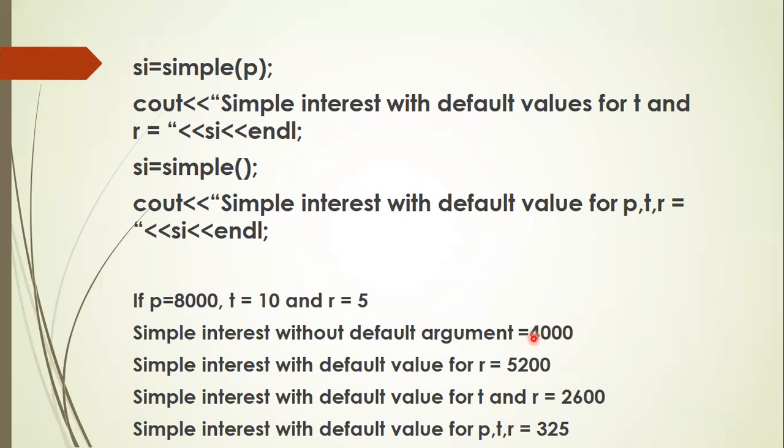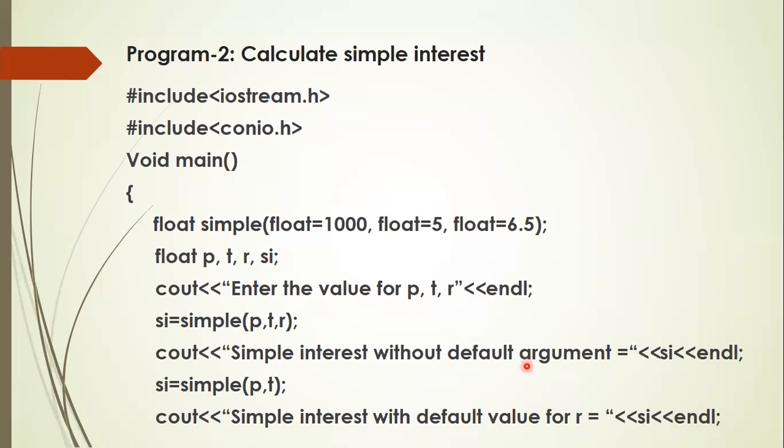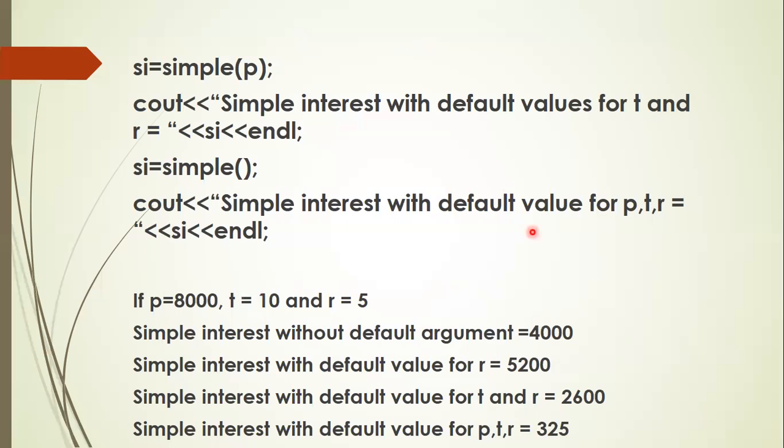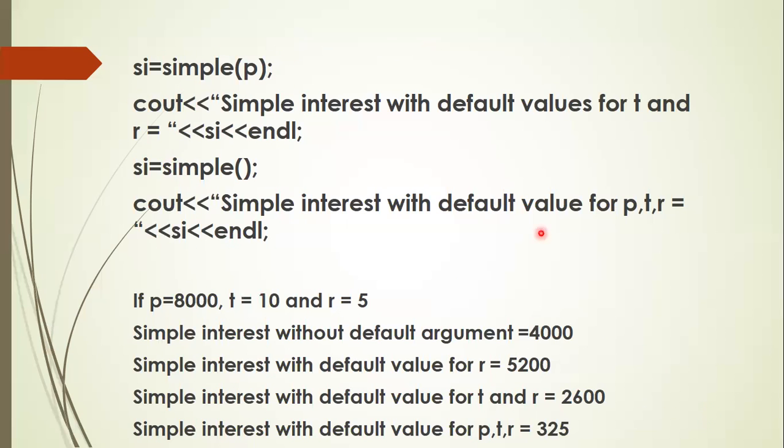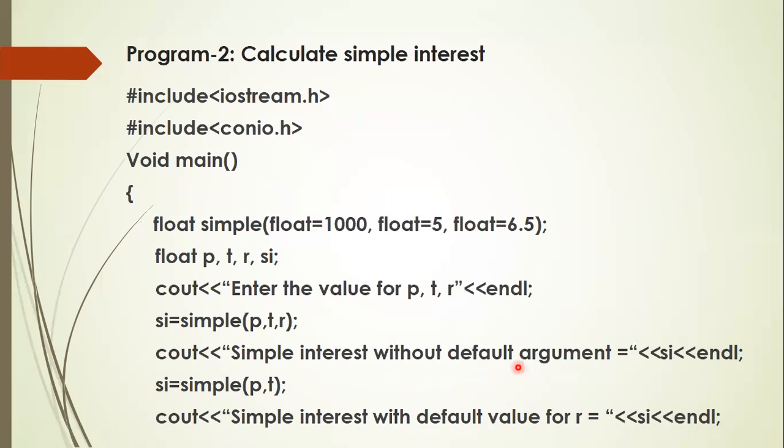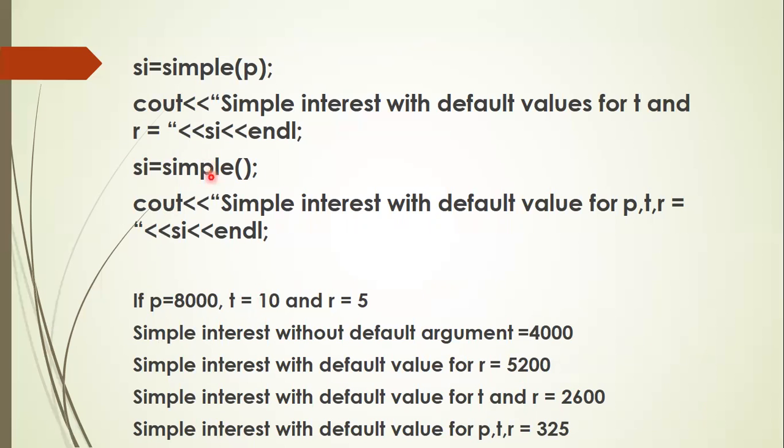So in the first case, in the answer 4000, it will not make use of any default value. P value will be 8000, T value will be 10, R value will be 5 only. The second case, P value will be 8000, T value will be 10 only, R value is 6.5. In the next case, P value is 8000 only. For T and R, it is 5 and 6.5. The last case, P value is 1000, T value is 5, and R value is 6.5. Only in the last example, default values will be used for all the 3 arguments.